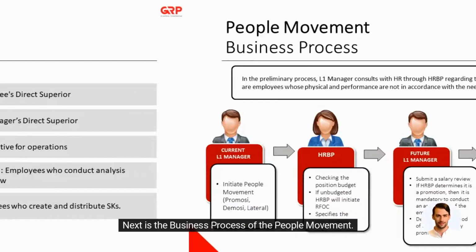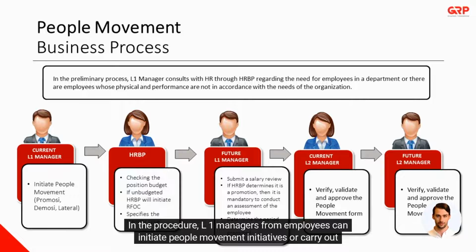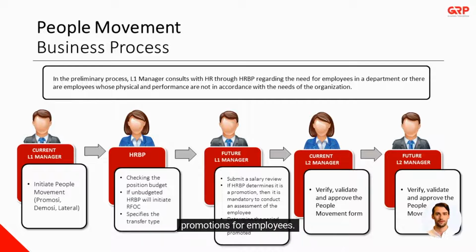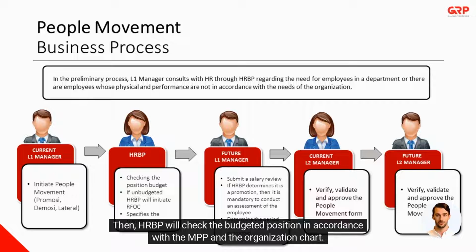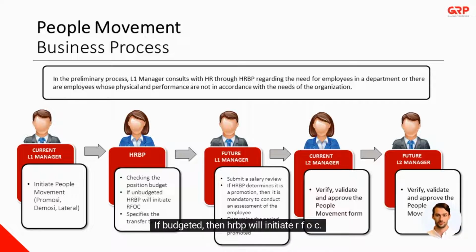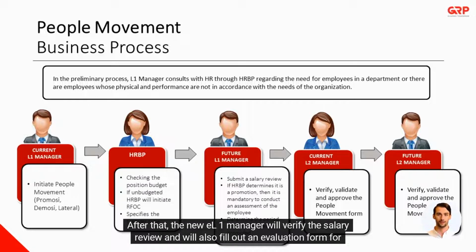Next is the business process of the people movement. In the procedure, L1 managers from employees can initiate people movement initiatives or carry out promotions for employees. Then, HRBP will check the budgeted position in accordance with the MPP and the organization chart. If budgeted, then HRBP will initiate RFOC. HRBP will also determine the type of displacement. After that, the new L1 manager will verify the salary review and will also fill out an evaluation form for the promoted employee.